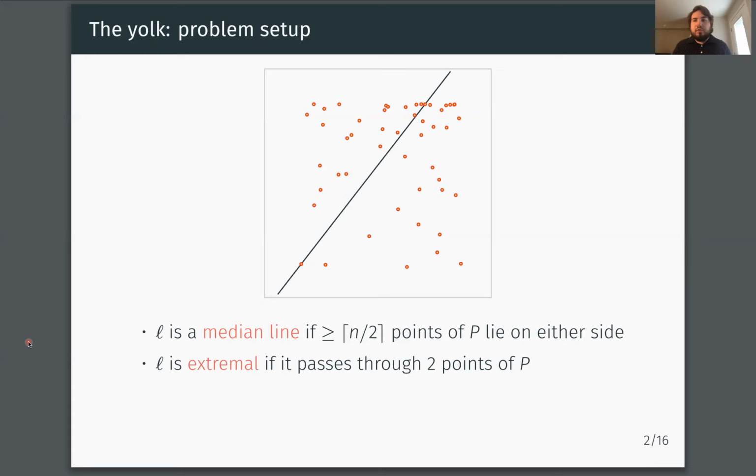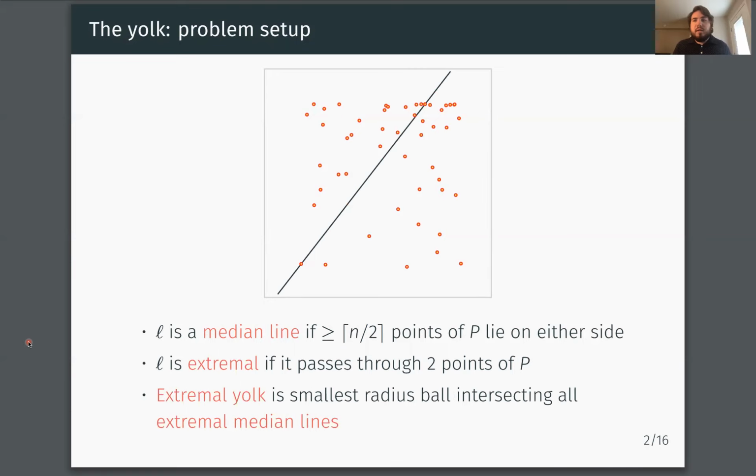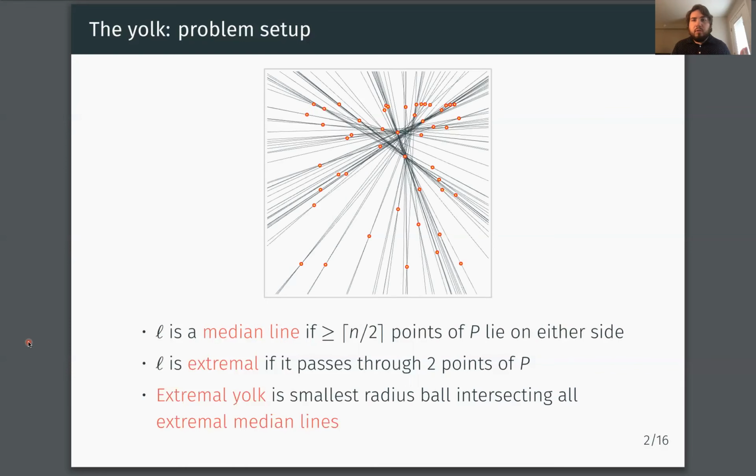I'm also going to call a line extremal if it passes through 2 points of the point set, okay? So in particular, what I've drawn above is an extremal median line. We define the extremal yolk as the ball of smallest radius, which intersects all extremal median lines. So in the figure, I can go ahead and draw all such extremal median lines. There's a finite number of them. And we're just looking for the ball of smallest radius, which intersects all of these lines.